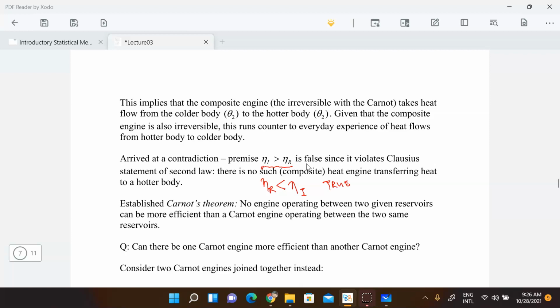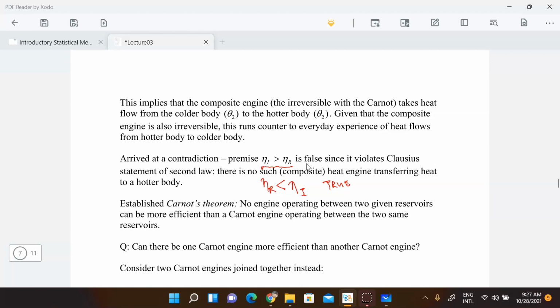Okay, and this essentially established what we call Carnot's theorem: no engine operating between two given reservoirs can be more efficient than the Carnot engine operating between the same two reservoirs. Now, the scenario that we built up was to couple the irreversible engine with the Carnot engine.